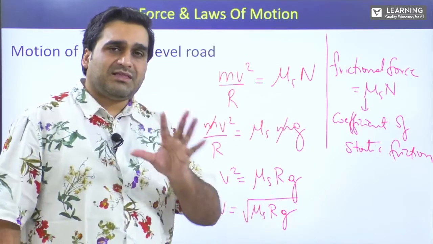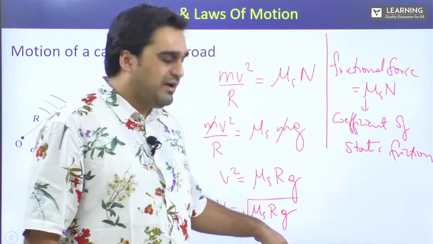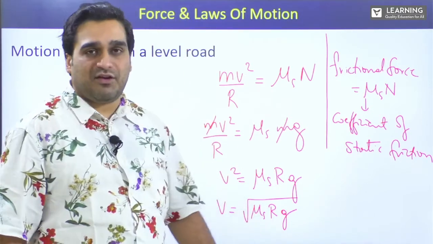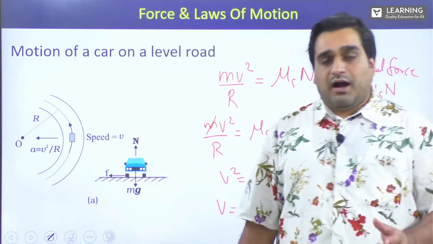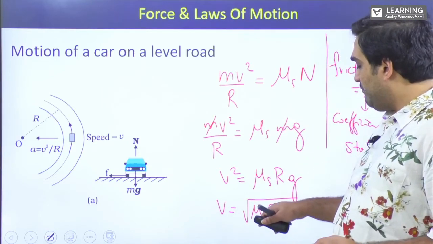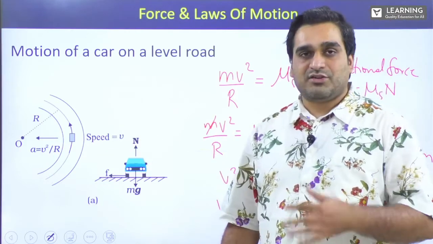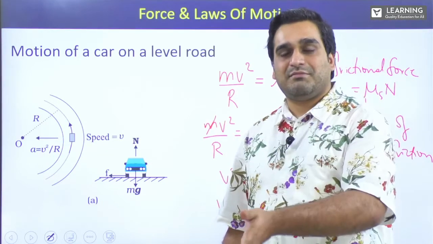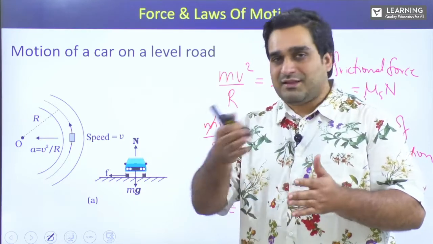So now we identify the velocity, which is the square root of mu s r times g. There you go. So this is how you can identify the maximum velocity that a car can travel along a circular path for a level road. All right. So how do I make the best use of this expression? How can I make sure that I get the maximum velocity from a car? Well, here's how you can increase the maximum velocity.